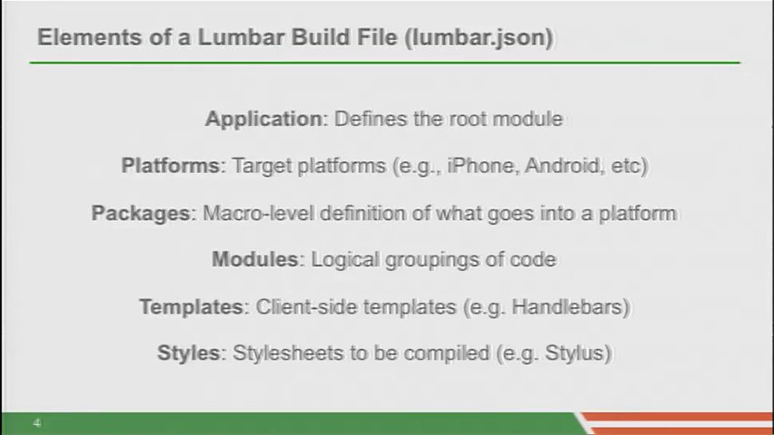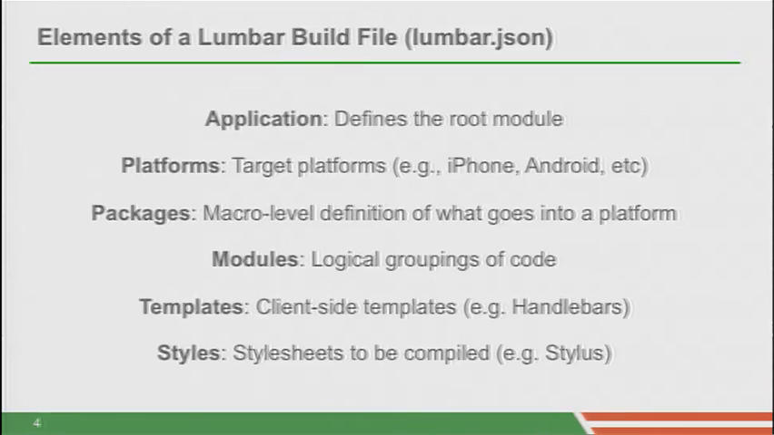Okay. Now the elements of a Lumbar build file, because Lumbar again is a build tool. Much like, well, I hate to use the comparison, but much like Maven's POM file or perhaps the more friendly Gradle build file, it has all these different things that define how the project is to be built. So you've got an application. It defines the root module. This is the JavaScript module that the entire application is going to be housed within. If you run the default Thorax command line tool, the name of the application is actually application.